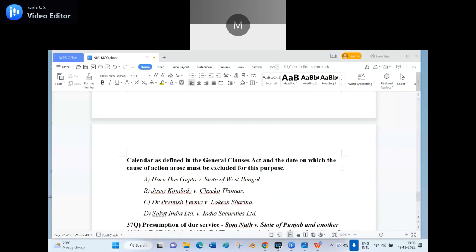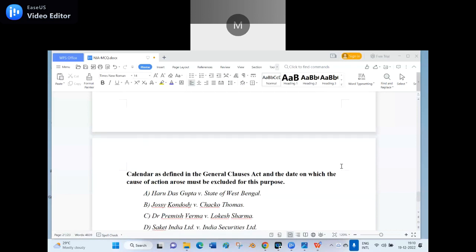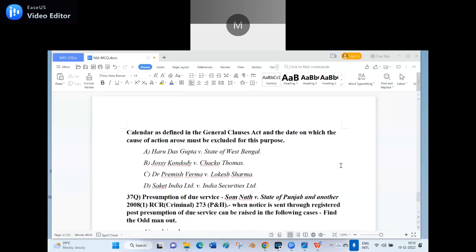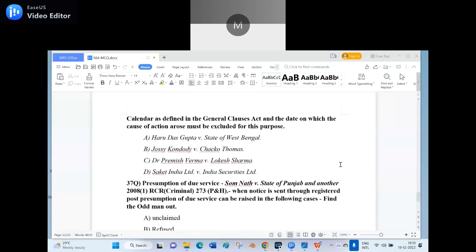It is observed in the case of Saket India Limited versus India Securities Limited. In that case, it is decided. I don't know whether you know it or not: masculine includes feminine in the General Clauses Act, and also singular includes plural in the General Clauses Act.